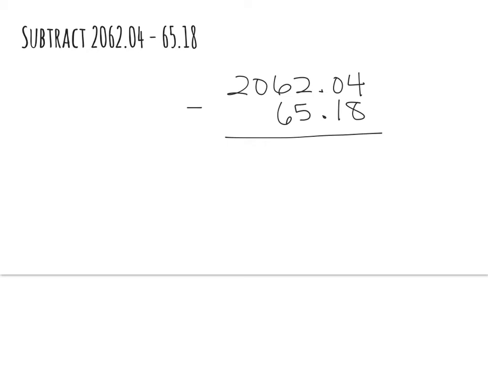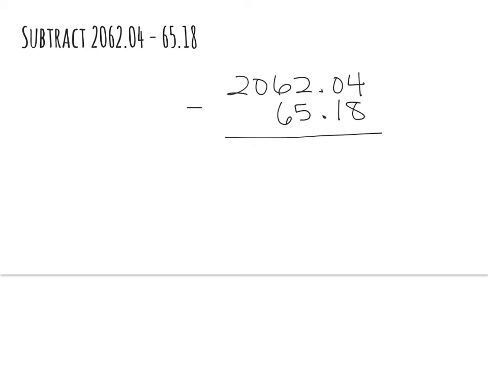The next problem says to subtract 2062 and 4 hundredths minus 65 and 18 hundredths. Just like addition, all you have to keep in mind, all you have to remember, is that your decimal places need to line up. So 6 and 65 is 6 tens, so I'll put that underneath the tens place, and all of the other digits will just line up. Now you subtract like you normally would.